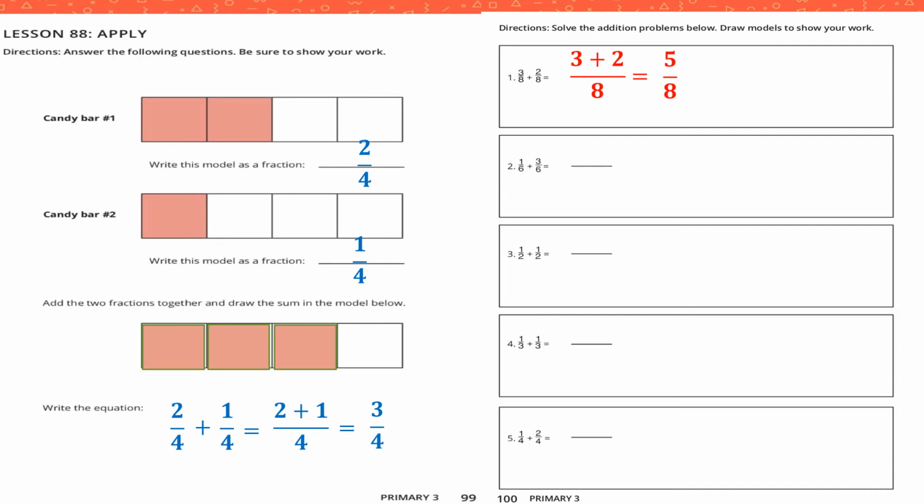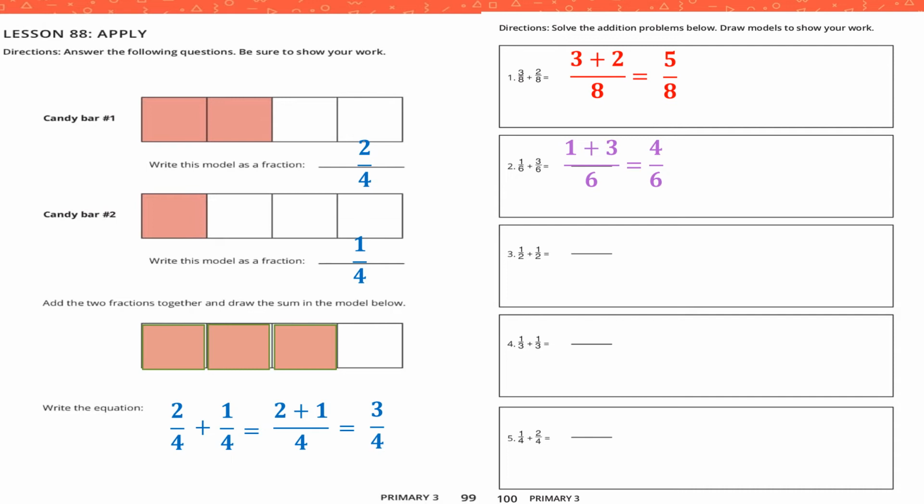Number 2, like number 1. 1 over 6 plus 3 over 6. Here we have the same denominators. So, remember the steps to add 2 fractions. Step number 1, put the denominator as it is. Step number 2, add the numerators together. So 1 plus 3 equals 4, and the denominator, put it as it is, no change. You can't add the denominators because they're the same. You must put it as it is.